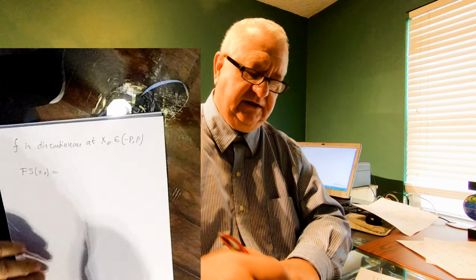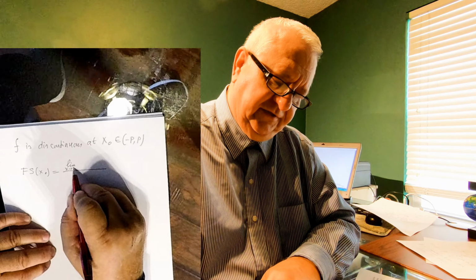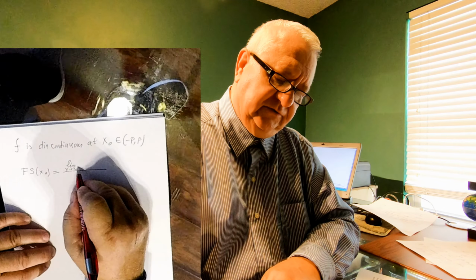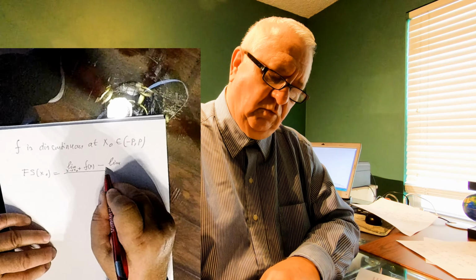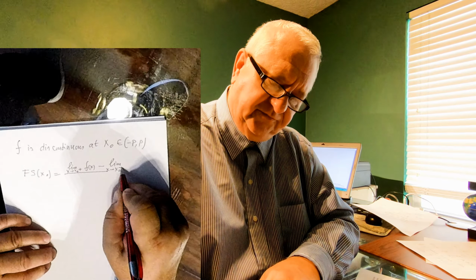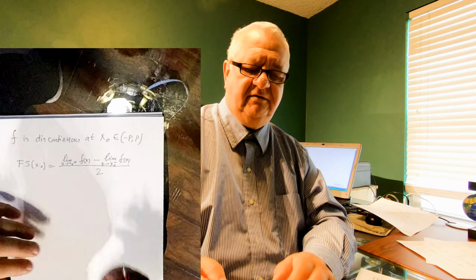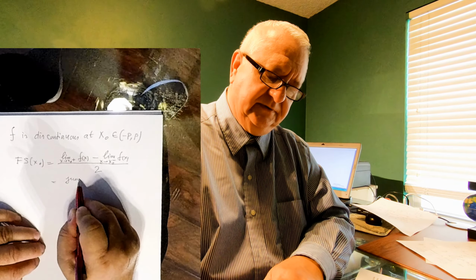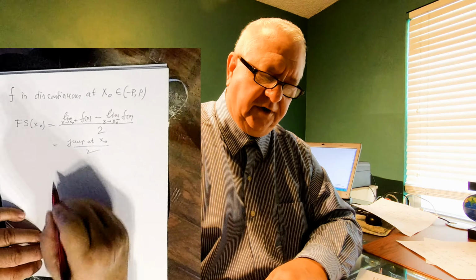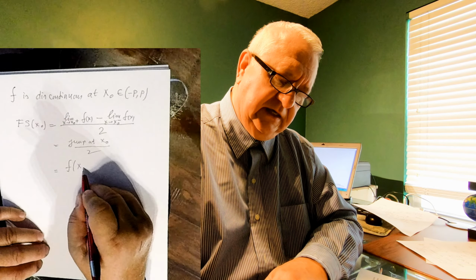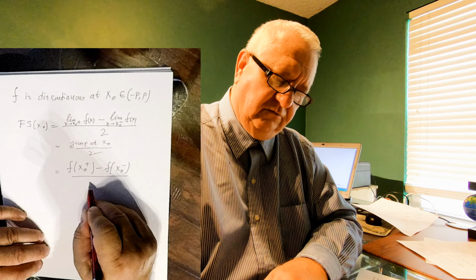Remember, the jump must be finite. So it's nothing but the limit when x approaches the discontinuity point from the right, I'm going to put a plus here, f of x, minus the limit when x approaches the discontinuity point from the left, I'm going to put a minus, f of x, over 2. The mean value of the jump is nothing but the jump at x naught divided by 2. Or if you want, f of x naught plus minus f of x naught minus over 2.